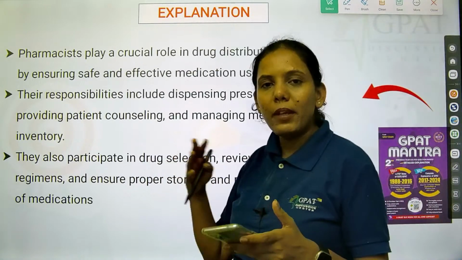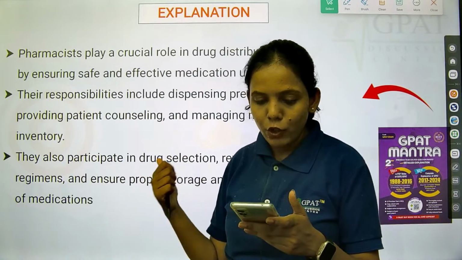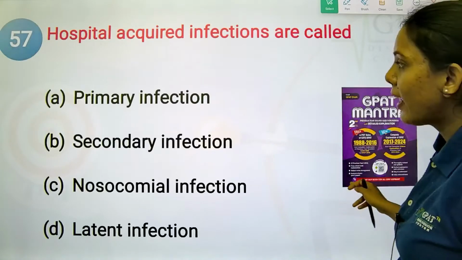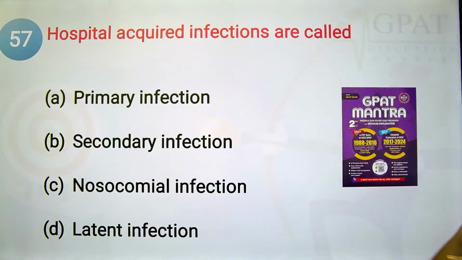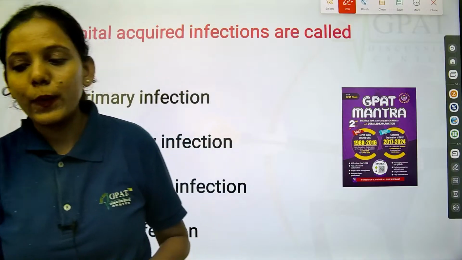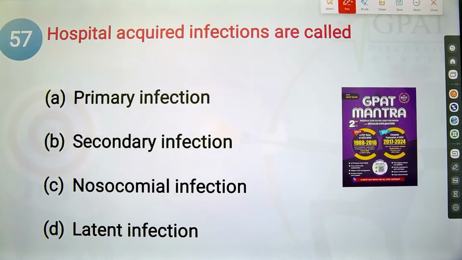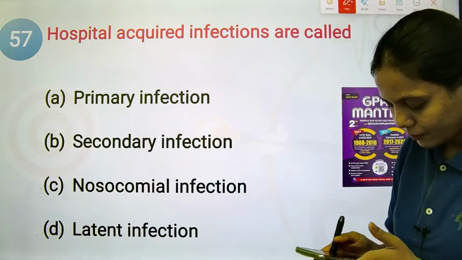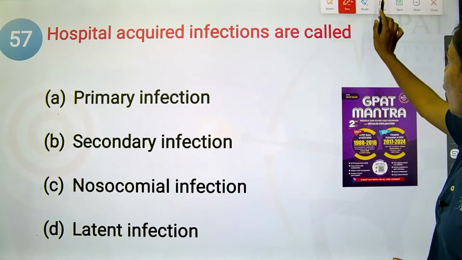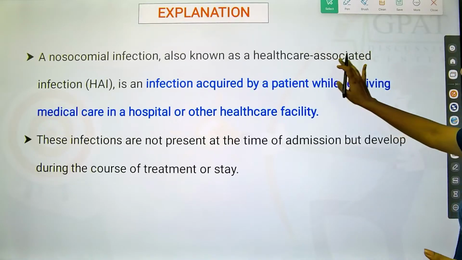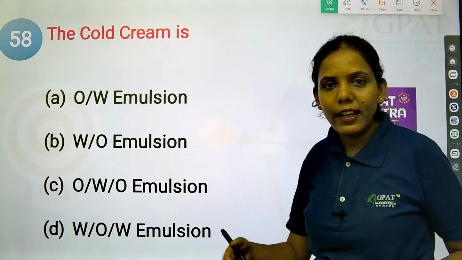Some of you are saying D, B options, but whatever it is, make sure that you are clear with the doubts now. Okay. Next, very good Sana, D was the right answer. Hospital acquired infections are called as. Any infection which occurs during the hospital stay is known as primary, secondary, nosocomial or latent infection. Yeah, D was the right one. Now here is nosocomial infection, that is acquired by a patient during the medical care in the hospital itself.